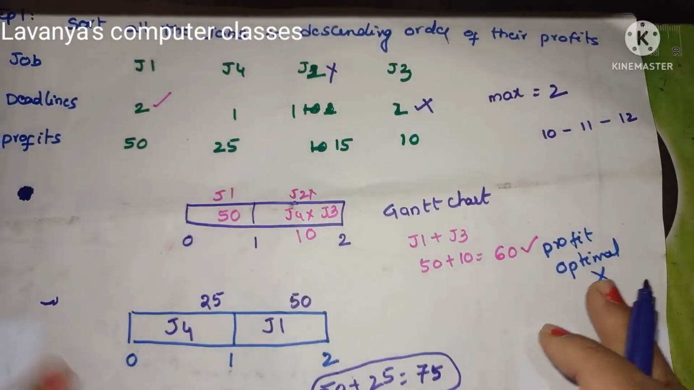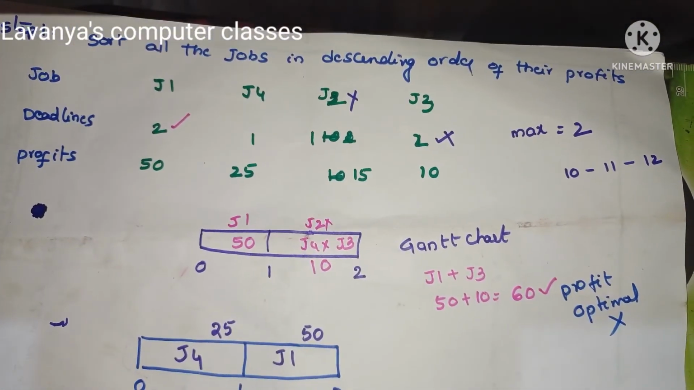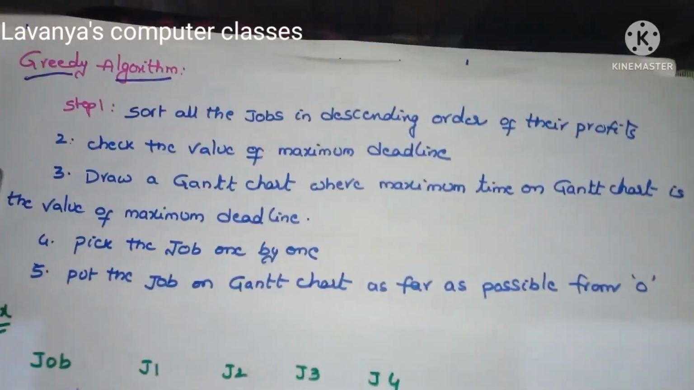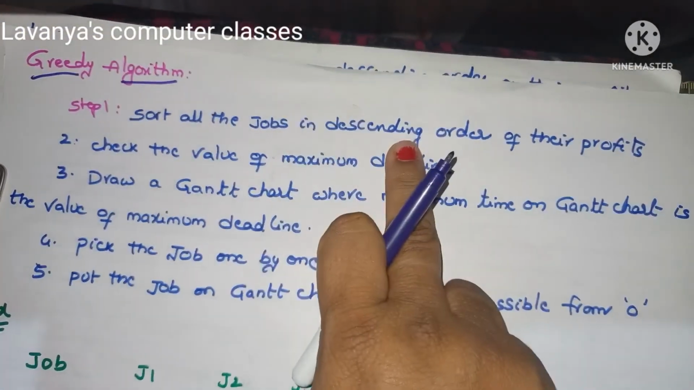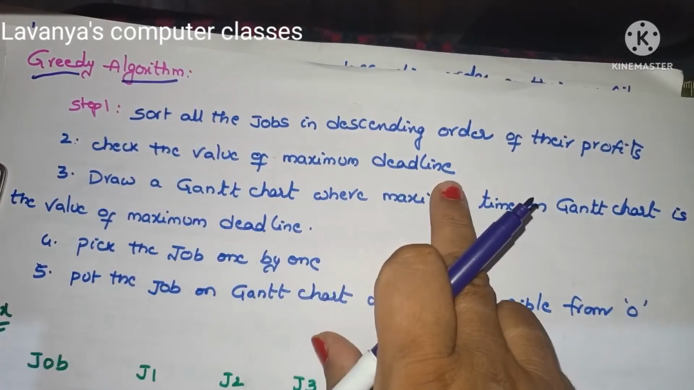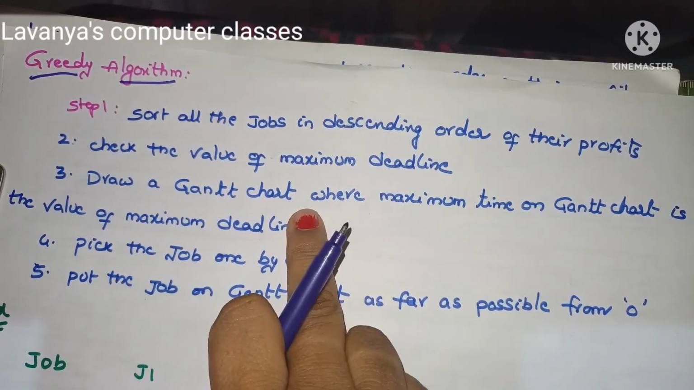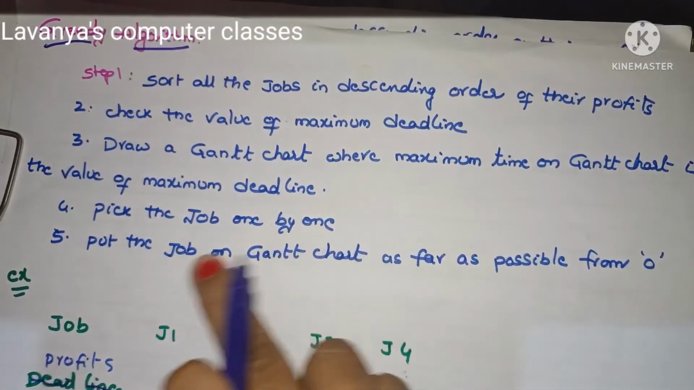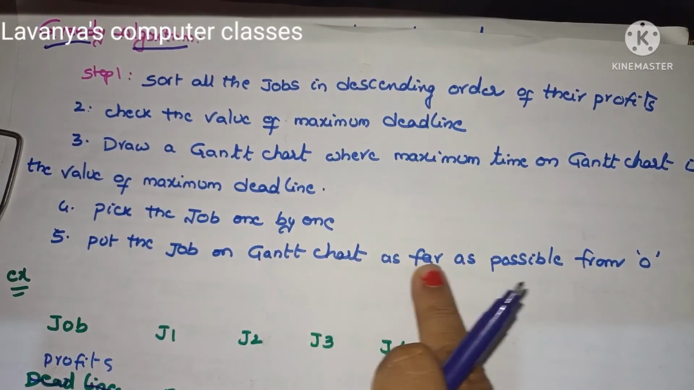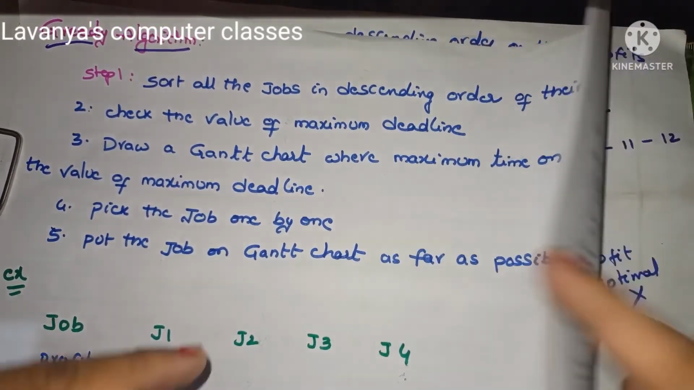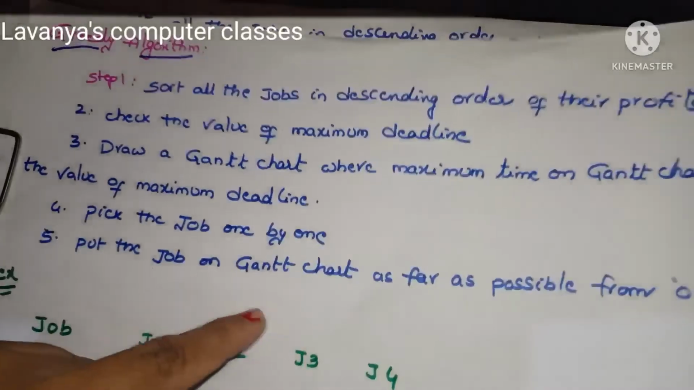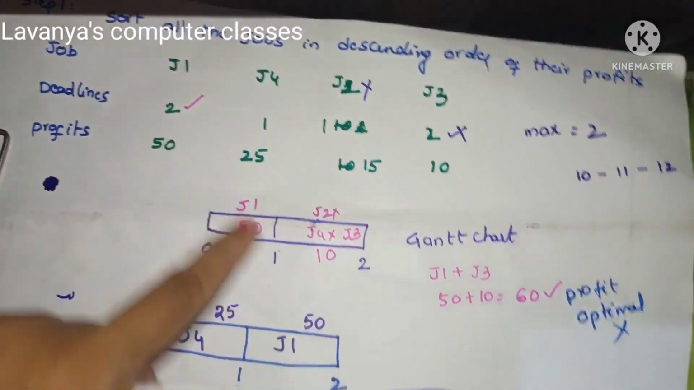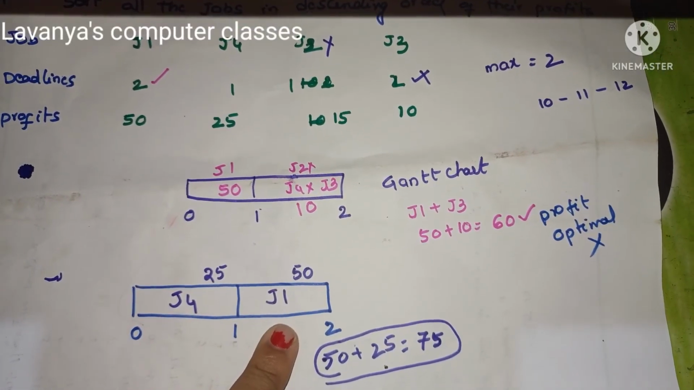So this is the explanation of job sequencing with deadlines. This is the greedy algorithm. Only 5 steps are there. First step, sort all the jobs in descending order. Then check the value of the maximum deadline. Then prepare a Gantt chart and pick the jobs one by one. Here it is important: put the job on the Gantt chart as far as possible from 0. That's why in this example I put J4 at the first slot. J1 is the highest profit with deadline 2, so I kept it far from 0, in the last slot.